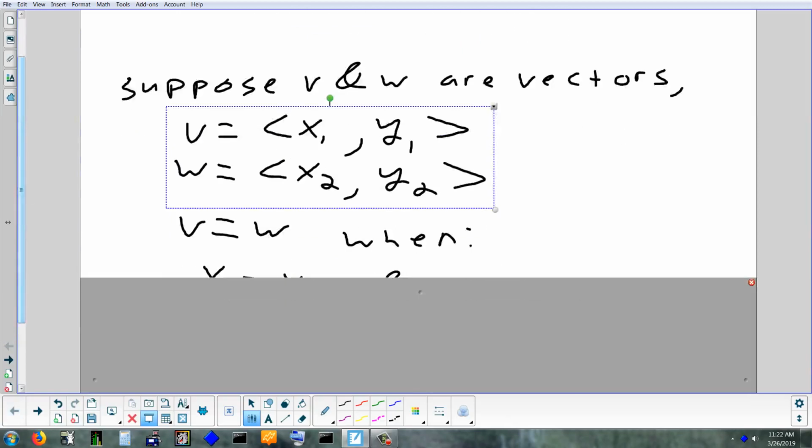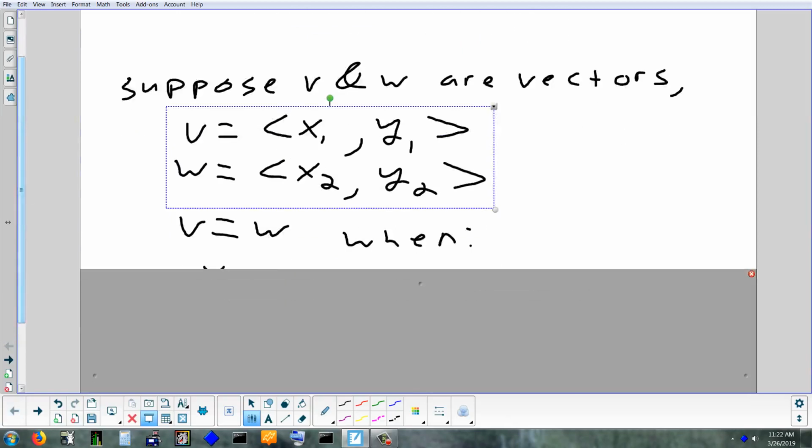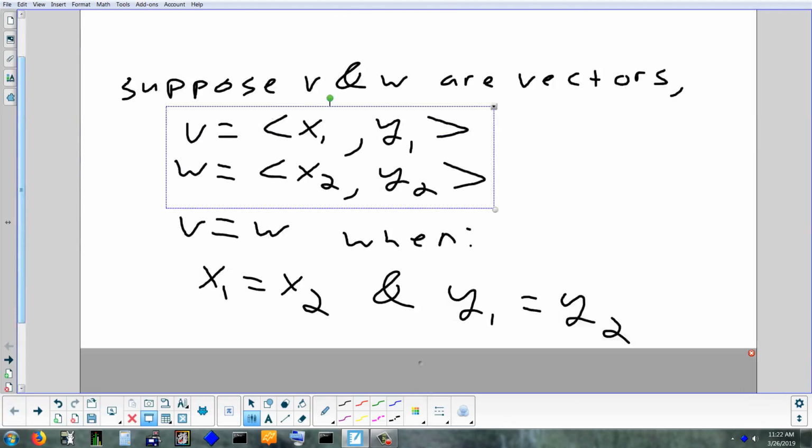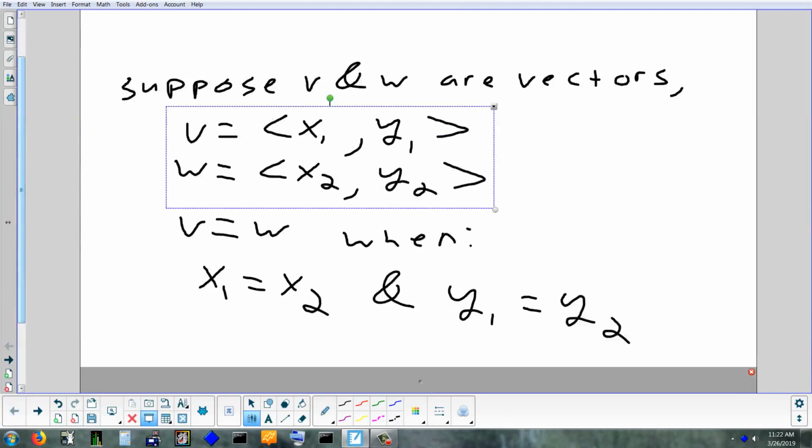Okay. So the idea of what it means for two vectors to be equal is that the horizontal components match and the vertical components match. They each match. That might seem kind of obvious, but let me sketch something on the next page and show you exactly what that means visually.